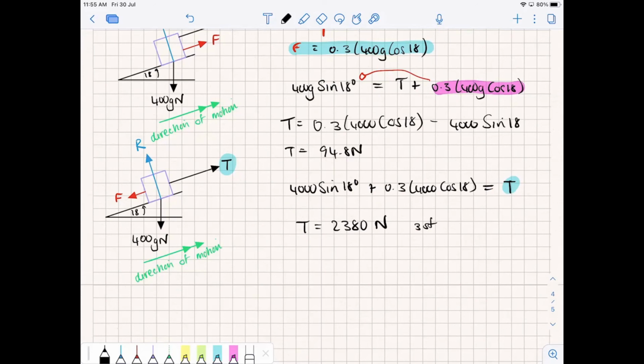And so if we want to find the range of values, those are the range of T. So between those range of values, the object would remain stationary. There would be enough tension to prevent it from rolling down the hill, but there would also not be enough tension to actually pull it up the hill.